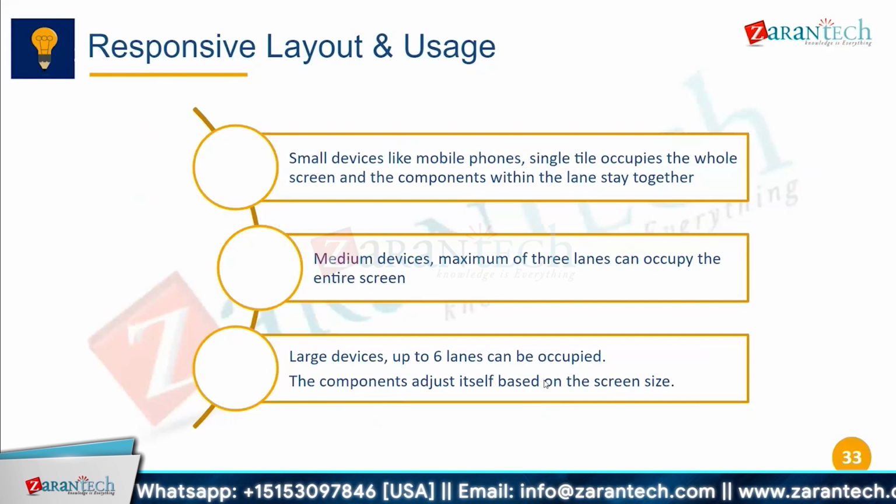So basically when you move from desktop to a mobile phone, for example a smaller phone of 5 inches, like the iPhone mini, which is close to 5 inches, the screen size is very small. In such scenarios, the single tile occupies the whole screen and the components within a lane will stay together. Basically, the objects in one lane will stick together.